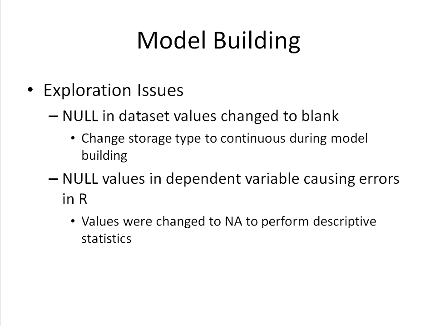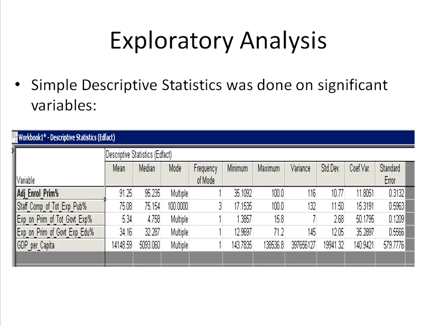A few exploration issues we ran into. The data set values had some null values. We changed the storage type to continuous, so the storage type was changed to continuous. And in our dependent variable, we had some null values which were causing errors in R. We changed those to NA to perform the descriptive statistics.